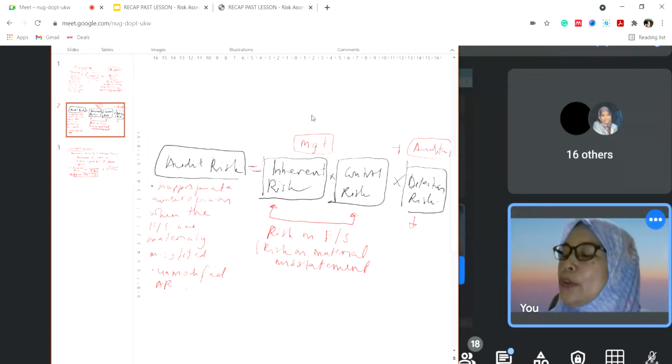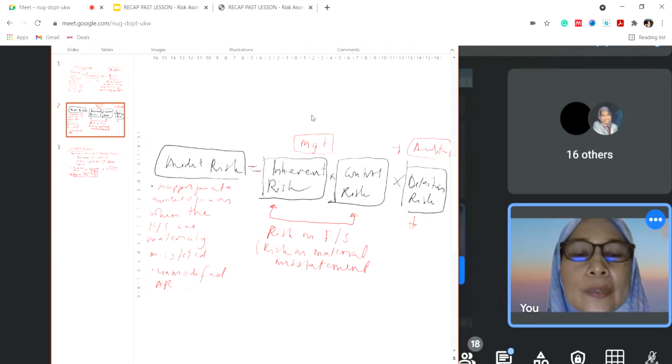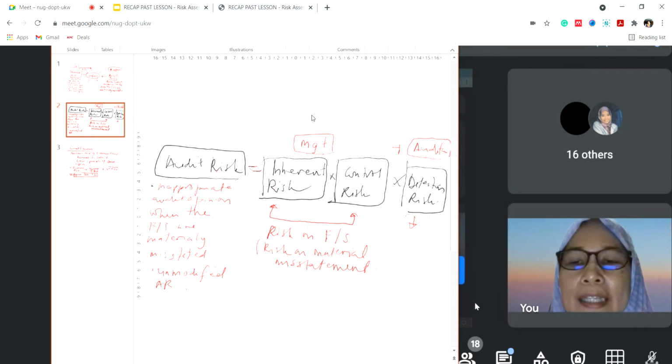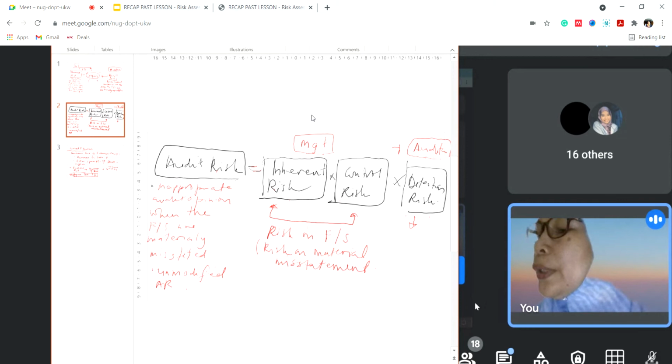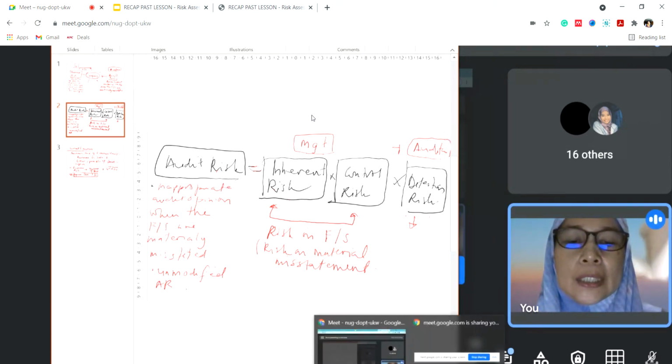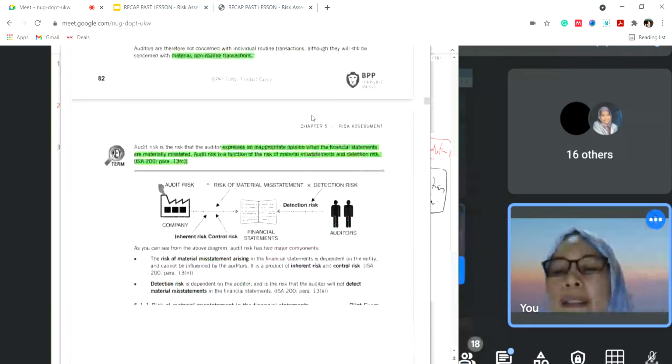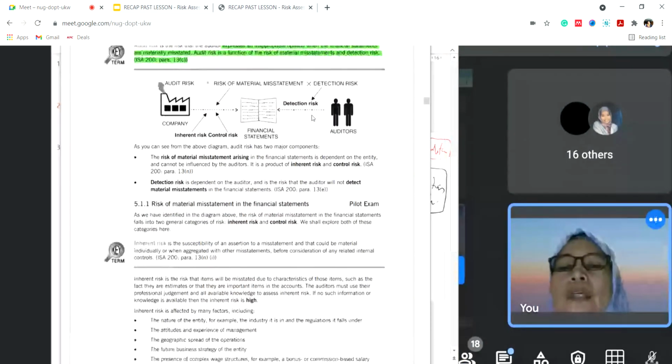So we will look at what is the definition of each of the risks contributed to the audit risk. Okay. Any questions, class? Do you understand? Understand or not? Yeah. Understand. Yes. Okay. Good. So now we go to page 85. So what is actually the audit risk talk about? Okay.